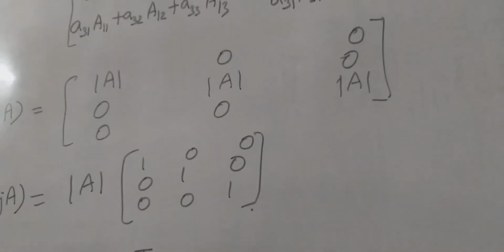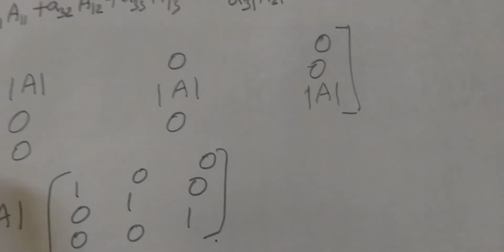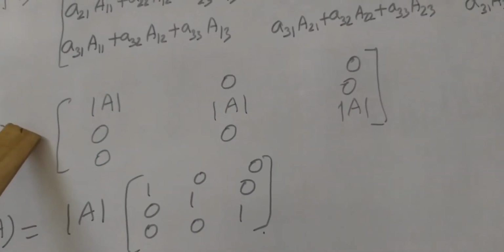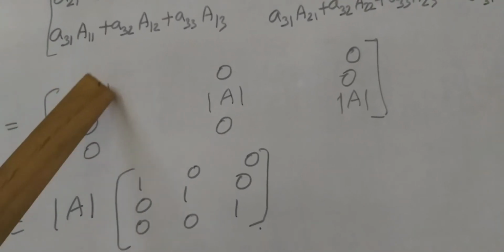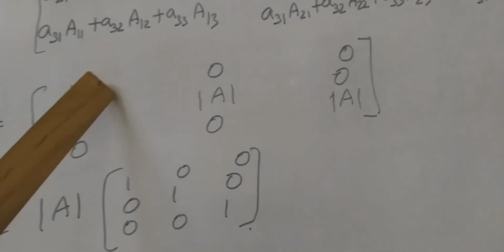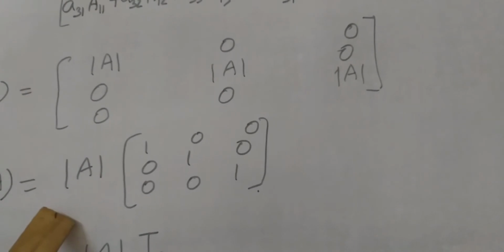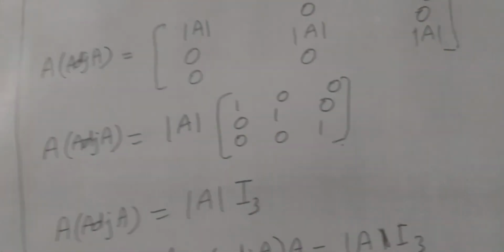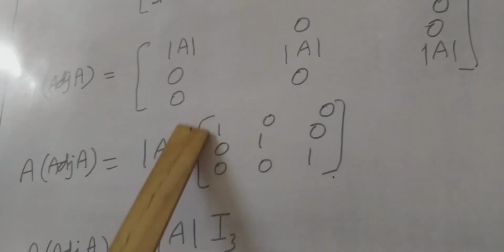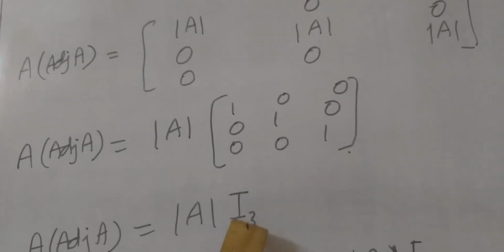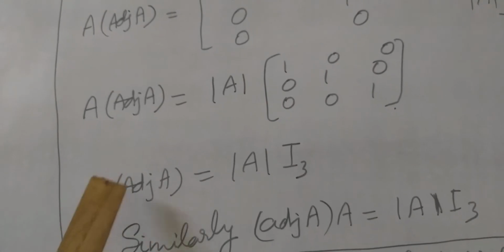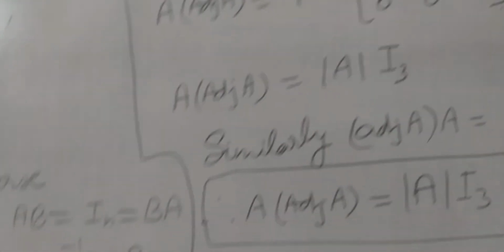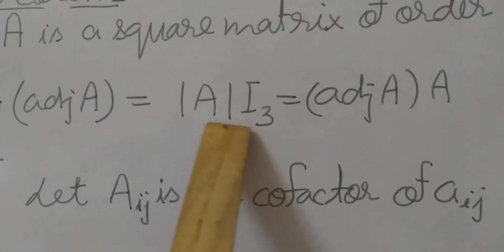Correct students? Now students, this is a matrix, not a determinant here. So we can take the determinant common from the whole. Correct. What is left here? 1 0 0, 0 1 0, 0 0 1. It is I3, students. So at this place we can write I3. So A into adjoint A equals determinant of A into I3. So this part I have proved.